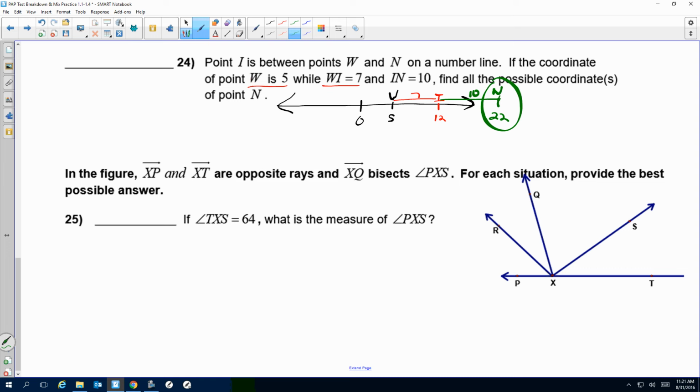But on your number line, where else could you go as well? Negative. So if I'm going to do the same thing, now going in the negative direction, starting at W, going in the negative direction, still 7 units. Where is I now? -2, okay? Are we good on that part? Then I stay in the negative direction and go -10. Where is N now? Did I do that right? Yeah. So here are your 2 coordinates, -12 and 22.